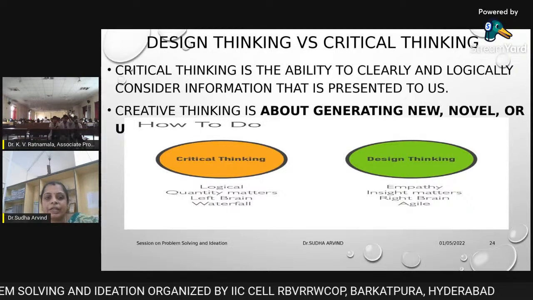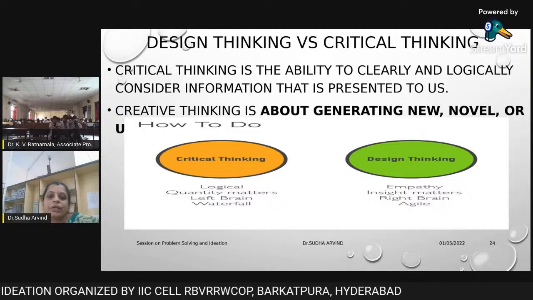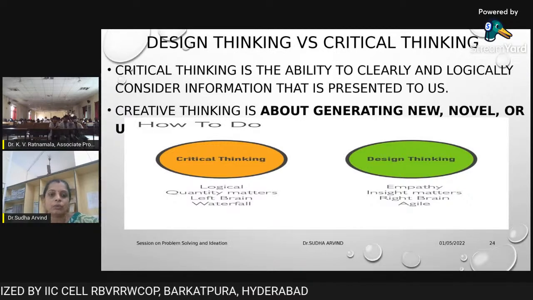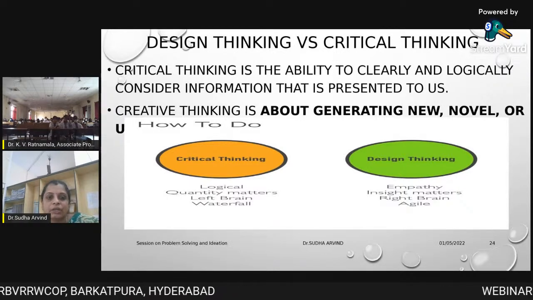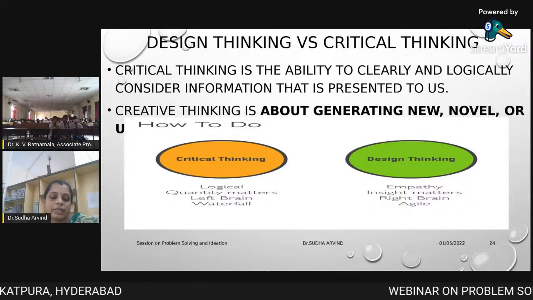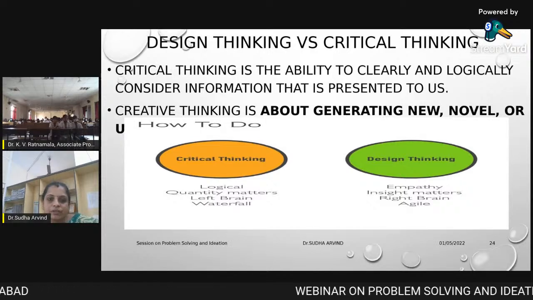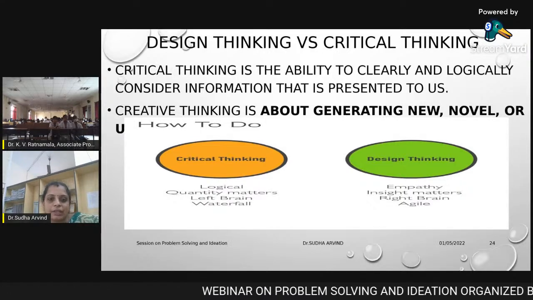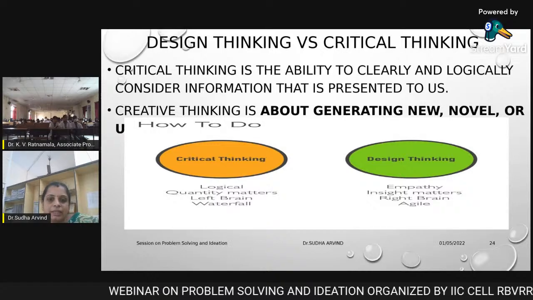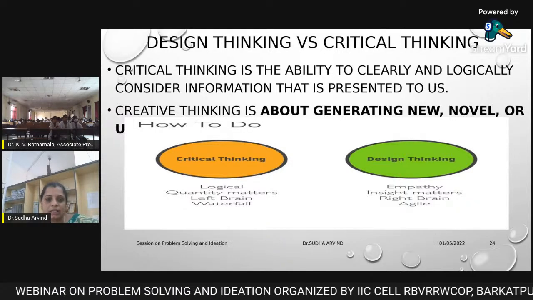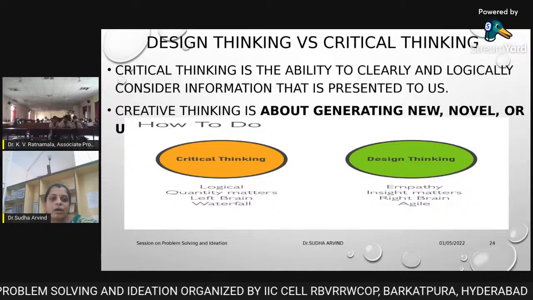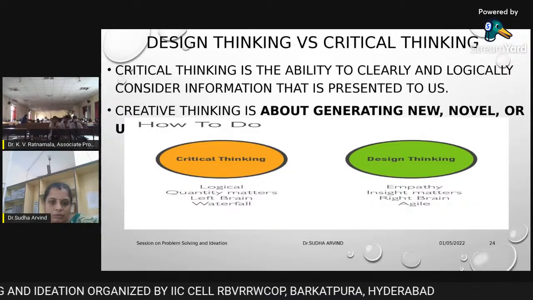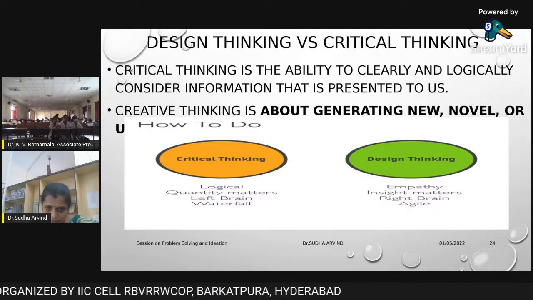What about creative thinking? This is about generating something new and creative, where novelty definitely exists. It is the original one, so that is called creative thinking. So mainly the difference is that in critical thinking, logical and quantitative aspects matter. Then how are you actually going to think?